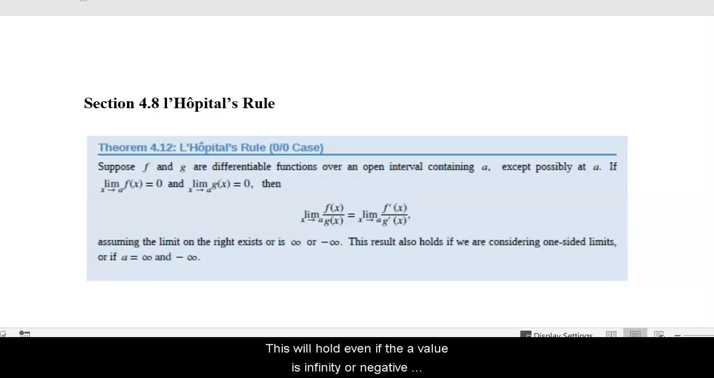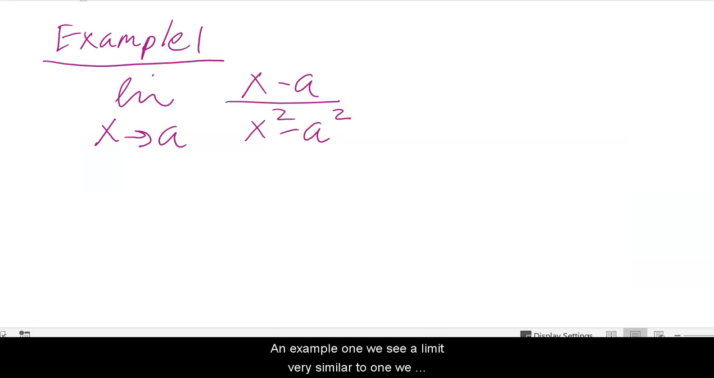This will hold even if the a value is infinity or negative infinity. It also holds for one-sided limits. Let's take a look at an example and see how to apply L'Hopital's rule. In example 1, we see a limit very similar to one we did in chapter 2. In chapter 2, we would factor the denominator x squared minus a squared into the difference of two squares and cancel the x minus a's.